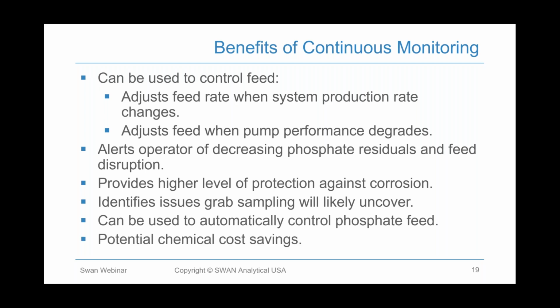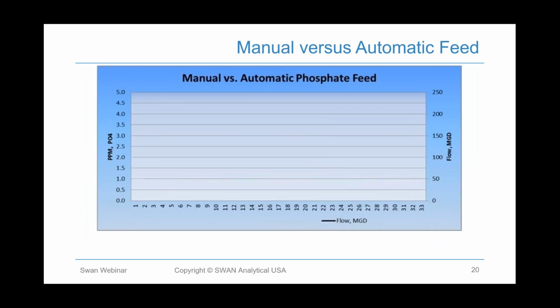So we are going to look at a chart here. We have some potential cost savings, and then we may also find we're not getting enough phosphate into the system. So we'll know both of those. So here's a chart that shows an example of a manual versus automatic phosphate feed using our analyzer.